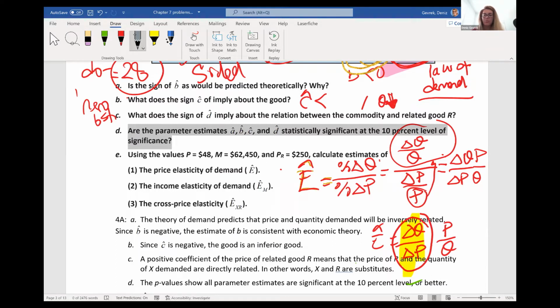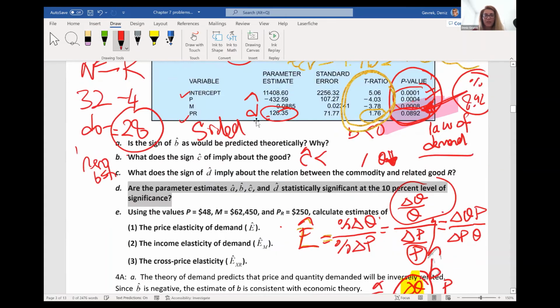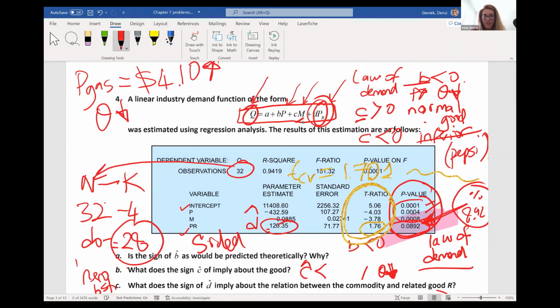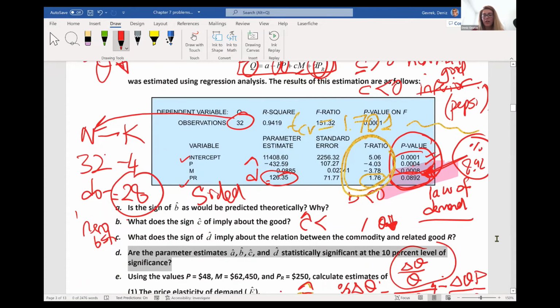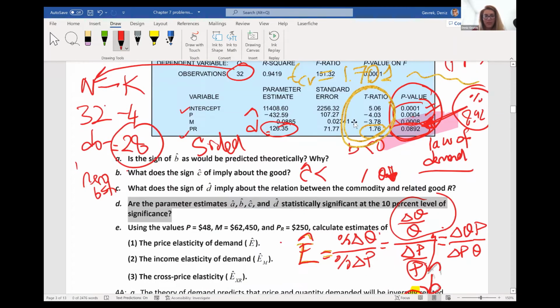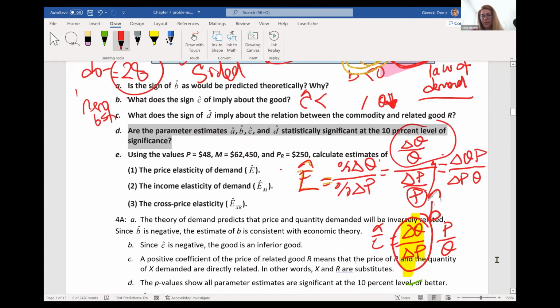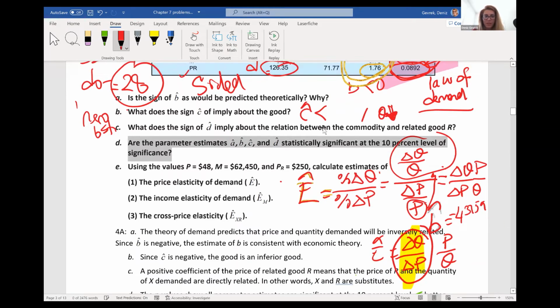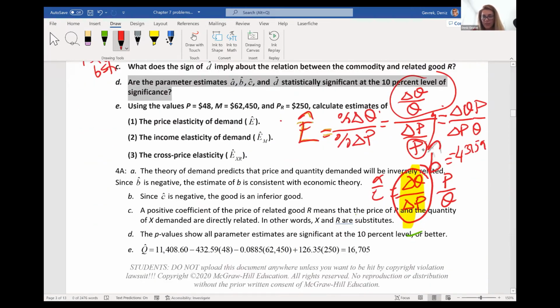So this is your B hat: change in quantity divided by change in price. Look, change in quantity is a response to change in price, literally the definition of B hat. So I'm going to plug in B hat here. What's my B hat? Let's grab it. B hat is here, negative 432.59. Did I do it right? Yes. Okay, so this is my B hat.